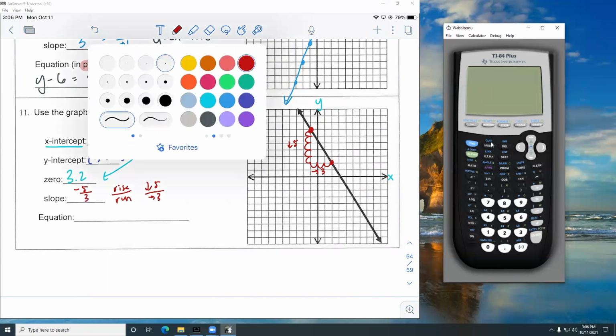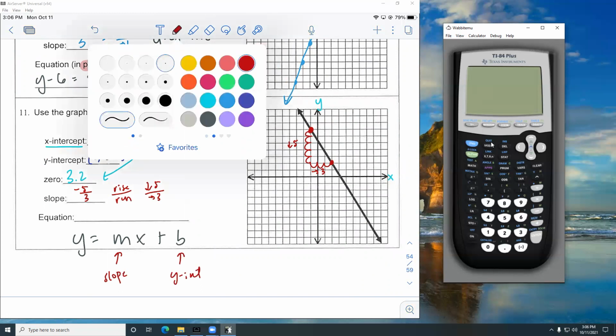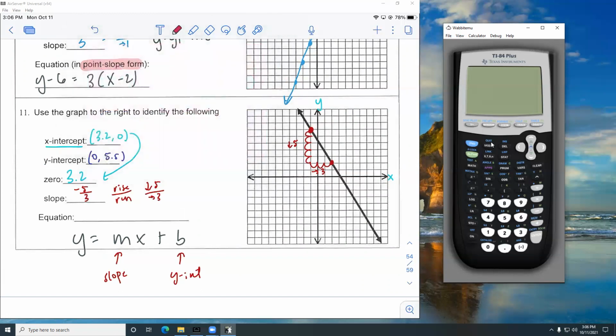So for my equation, remember, I write my equation in y = mx + b. And I know that m is my slope and b is my y-intercept. So to write this one, it's going to be y = -5/3 x + 5.5. Kind of a wacky equation, but that's what we get.